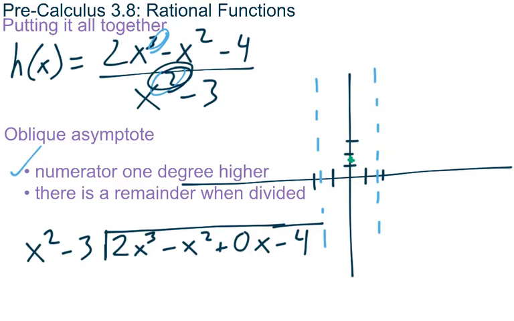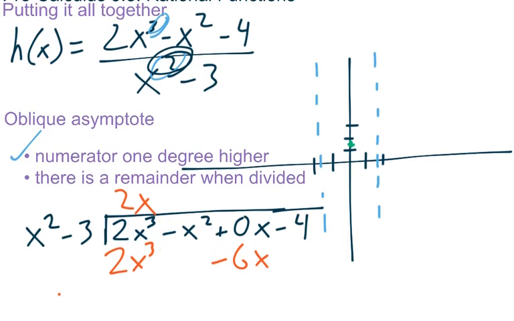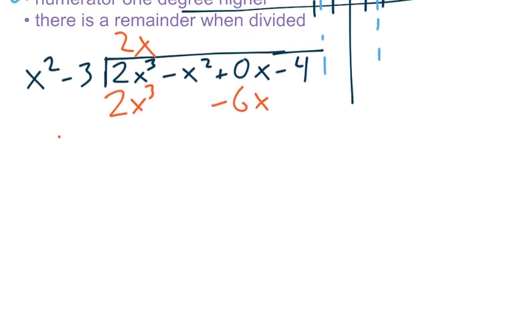2x cubed divided by x squared is 2x. We multiply that out, we get 2x cubed, and then we go ahead and multiply it by the 3, so we get minus 6x. Well, that doesn't work there, so we're going to slide it over. You may notice that the reason is it doesn't match up with this 6x, so we're sliding it over to the 0x spot. So now we can go ahead and subtract all of this.